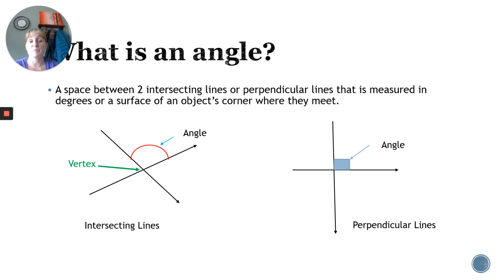When we look at the perpendicular lines, remember you have one going up and down, one going side to side, and they're going to make what we'll talk about later is a perfect right angle. And that's why I put this box there, because it makes a perfect right angle. Again, the middle point right here where they intersect is called a vertex.